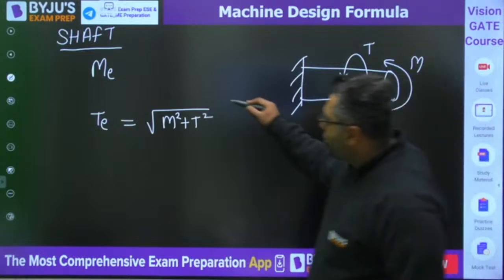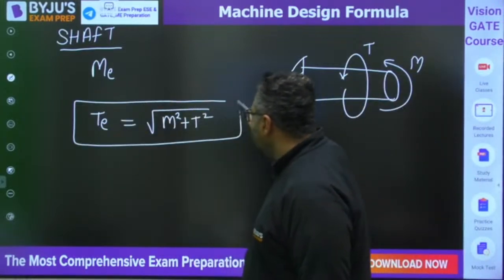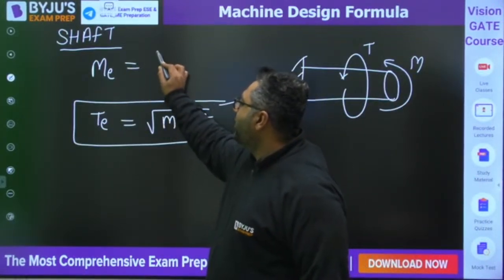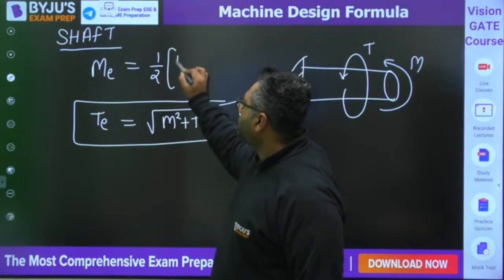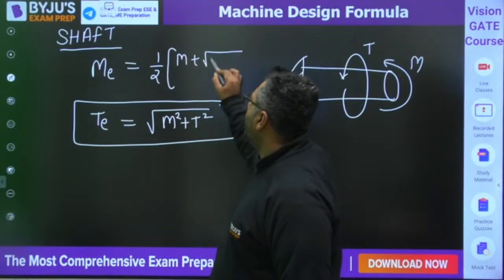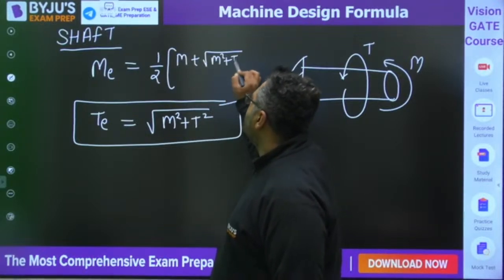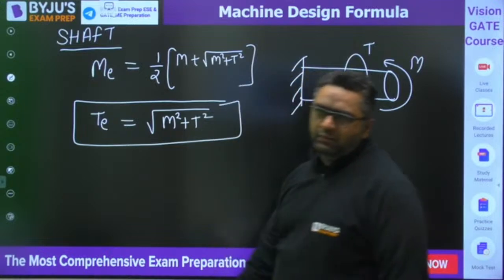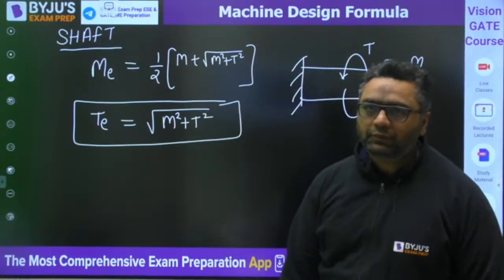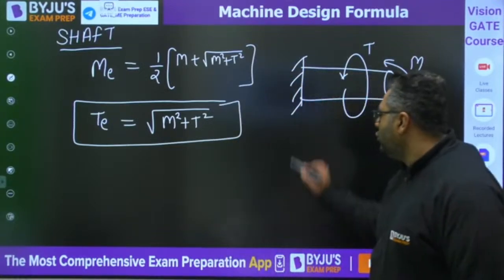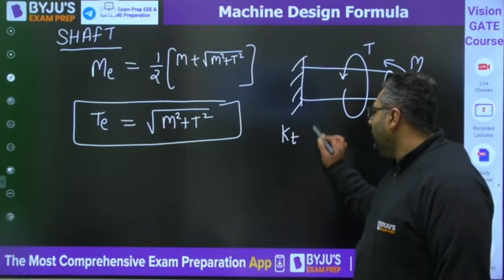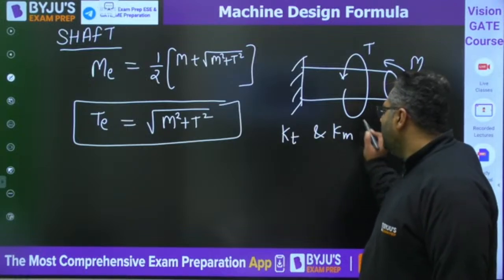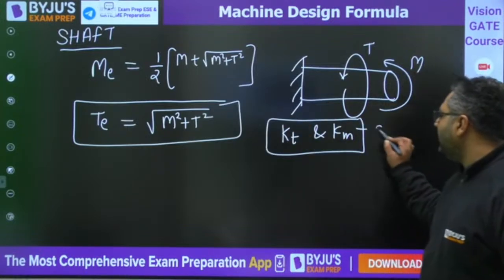So then we are going to have the equivalent twisting moment like this, and the equivalent bending moment as 1 by 2 (M plus square root of M square plus T square). This is the equivalent bending moment. Very good, Faninder.